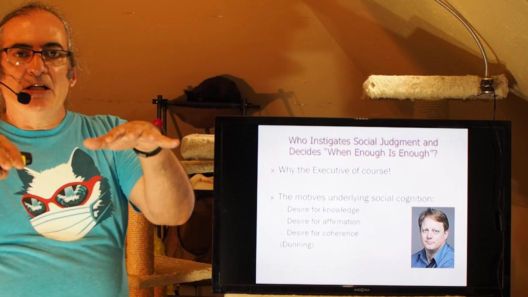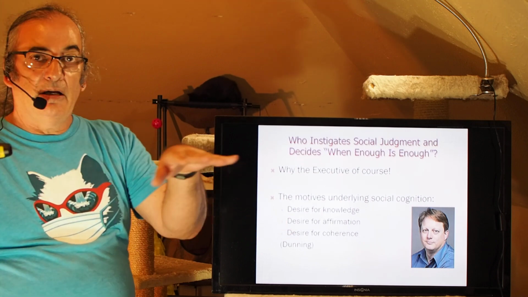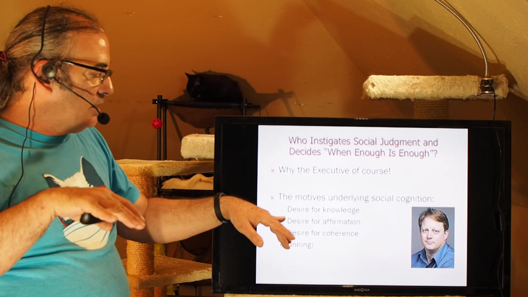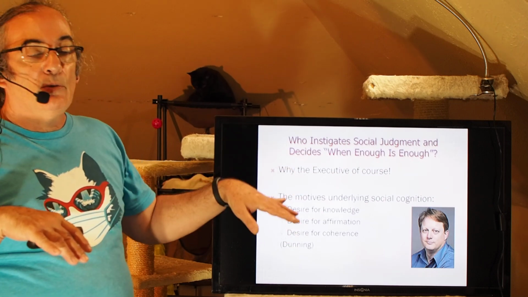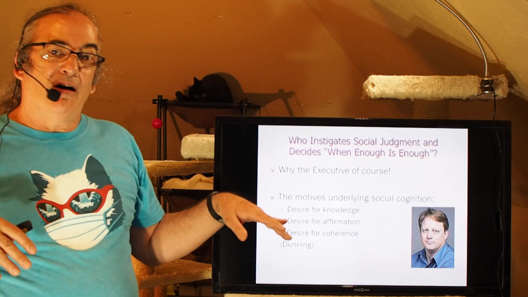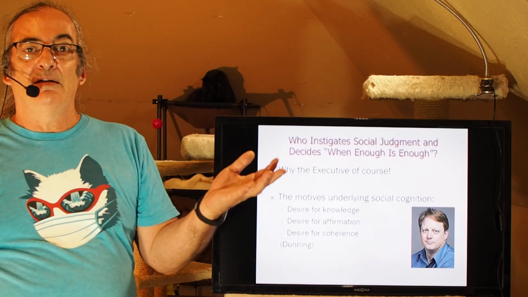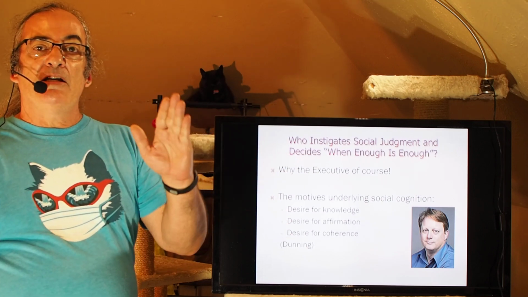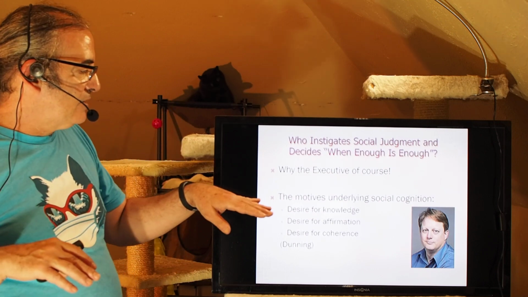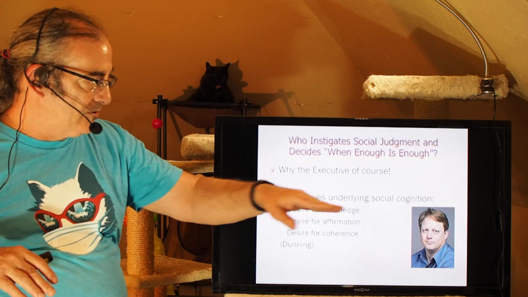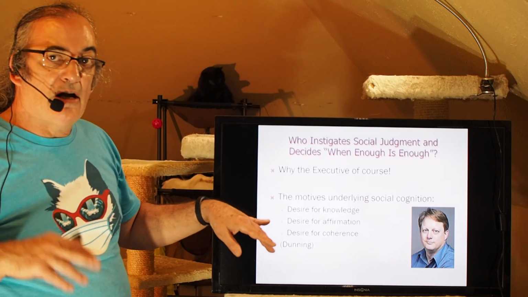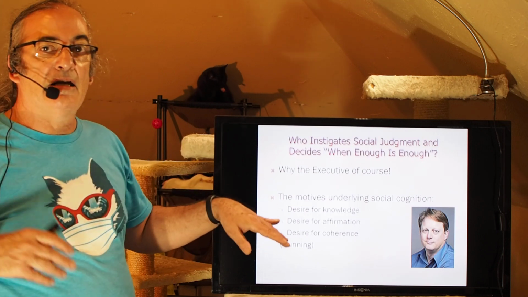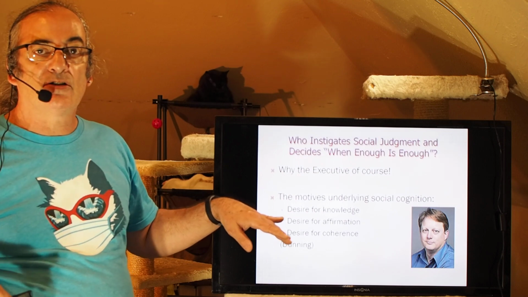And if two pieces of information are not coherent, right, they contradict each other, then one of them is probably wrong, which violates the desire for affirmation, which then violates really my desire for knowledge, because I don't know. So, three pieces to the puzzle here in social cognition, according to David Dunning. We have a desire for knowledge. We have a desire to know that that knowledge is correct. And as we accumulate more knowledge, it should be consistent with what we already know.